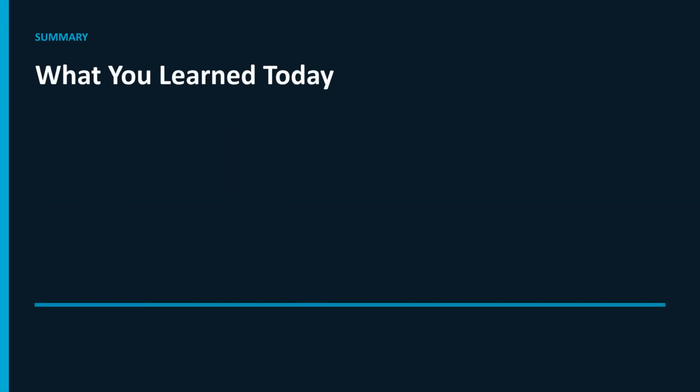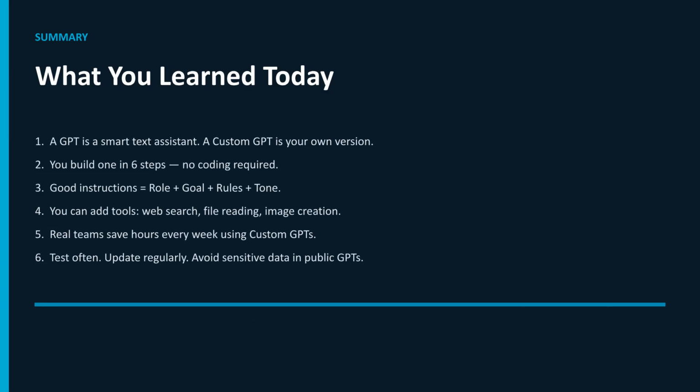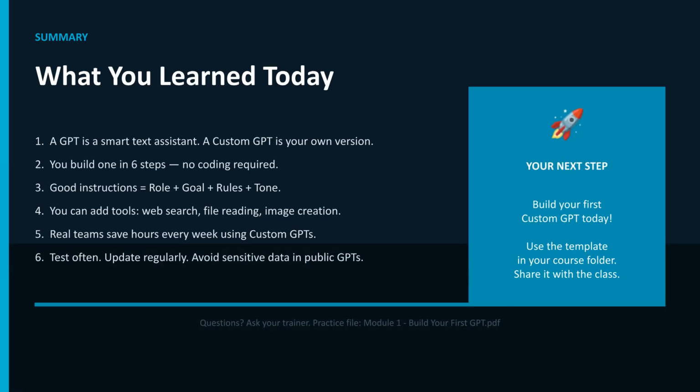In summary, a custom GPT is your smart assistant, built in 6 steps without coding. Remember the instruction formula: role plus goal plus rules plus tone. We saw how teams save hours using these tools. Your next step is to build your first custom GPT today. Use the template provided and share your results.